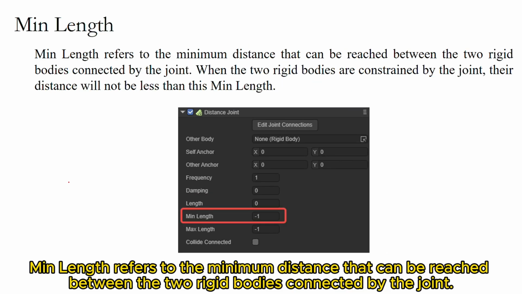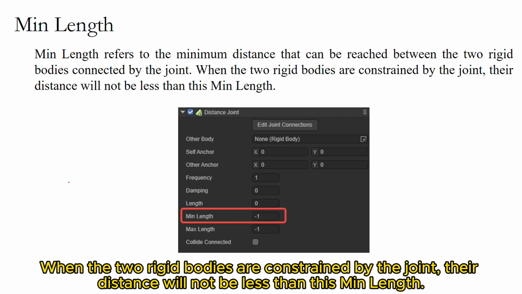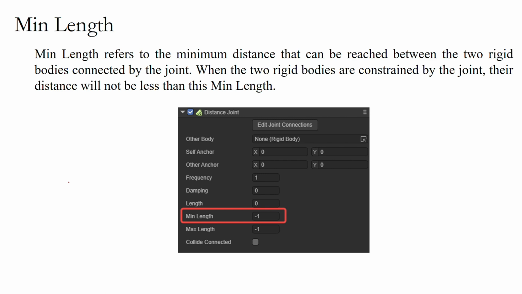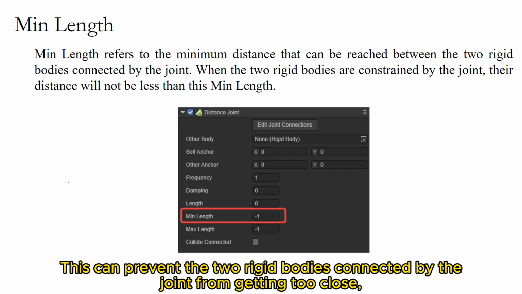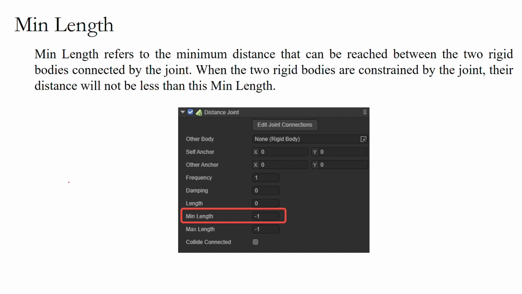Min length refers to the minimum distance that can be reached between the two rigid bodies connected by the joint. When the two rigid bodies are constrained by the joint, their distance will not be less than this min length. This can prevent the two rigid bodies connected by the joint from getting too close, ensuring that objects do not penetrate or exhibit abnormal behavior during movement.